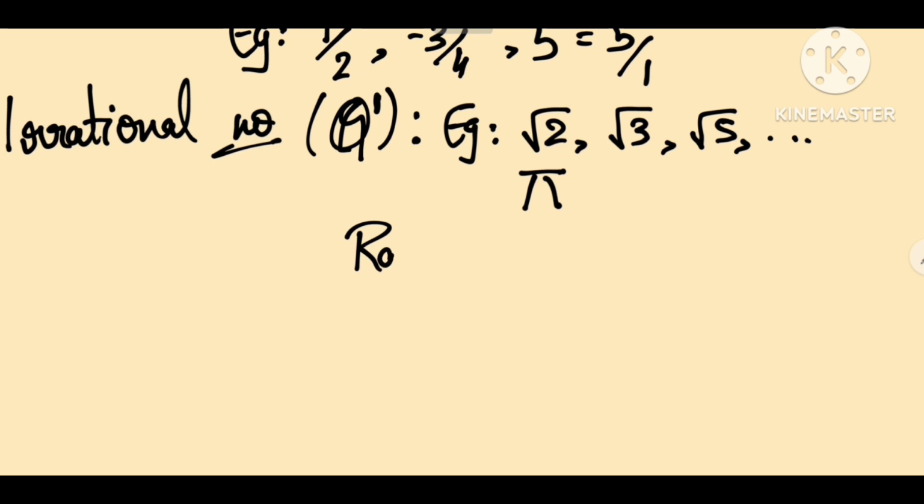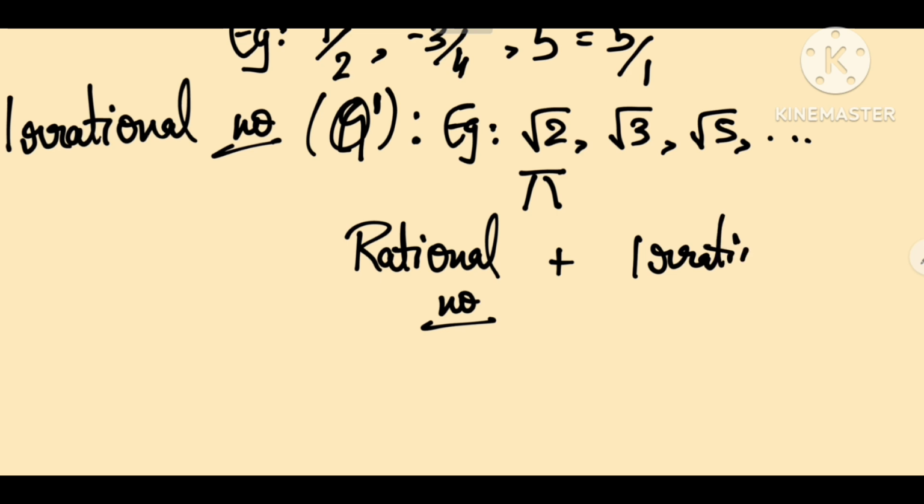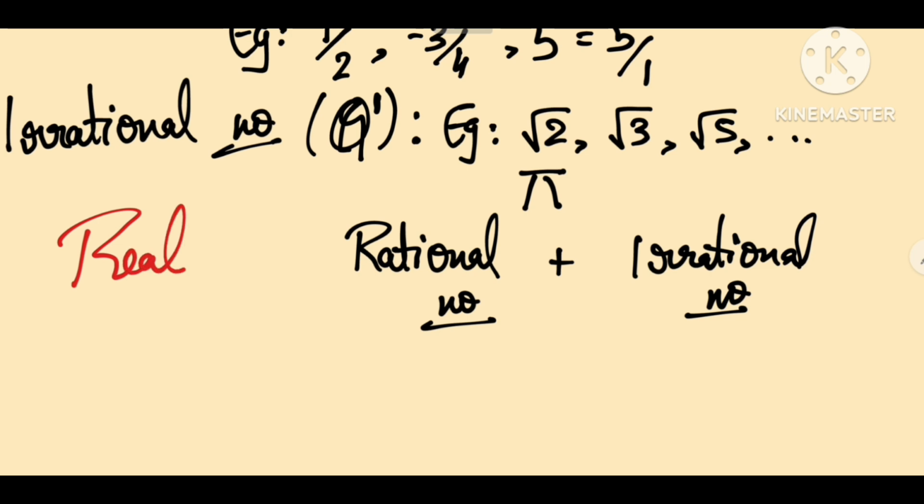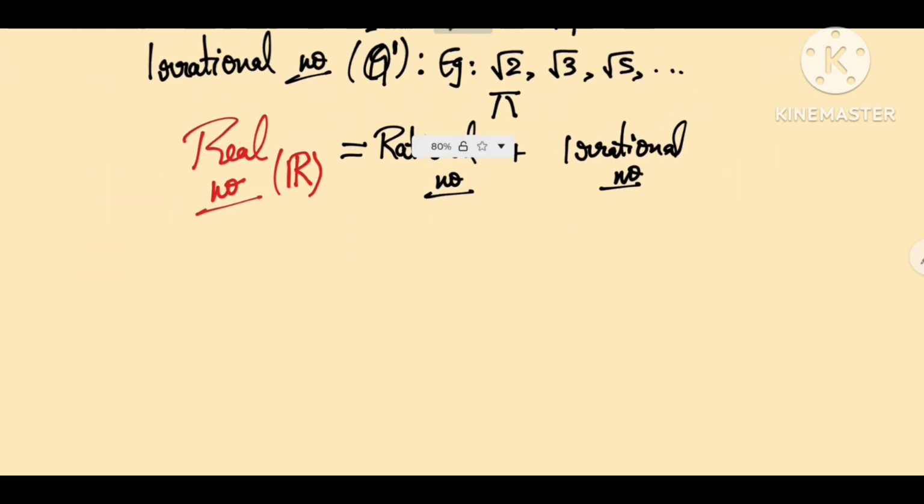When we combine the rational numbers and the irrational numbers, we arrive at the most wanted real numbers. Real numbers are represented by the letter R. Real numbers are nothing but the collection of rational and irrational numbers together.